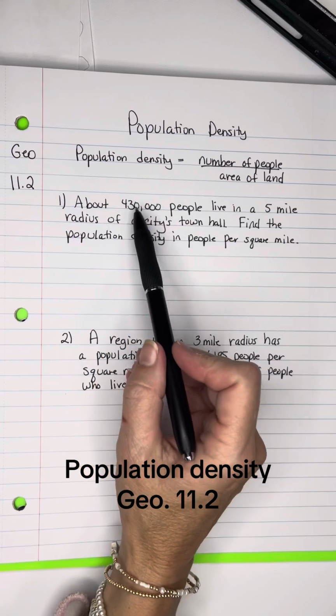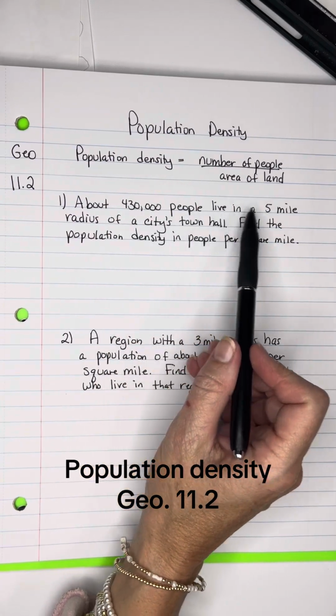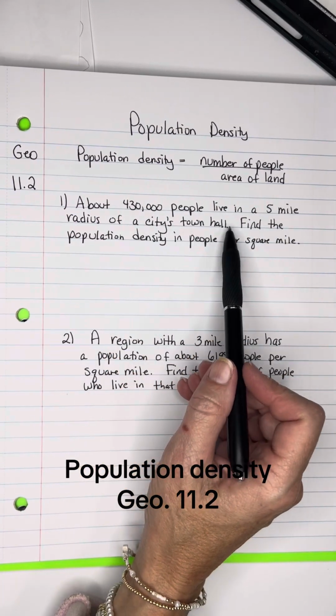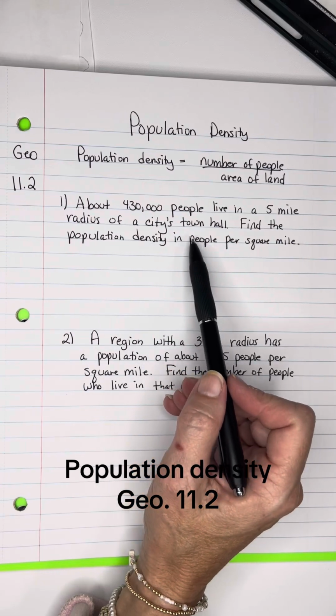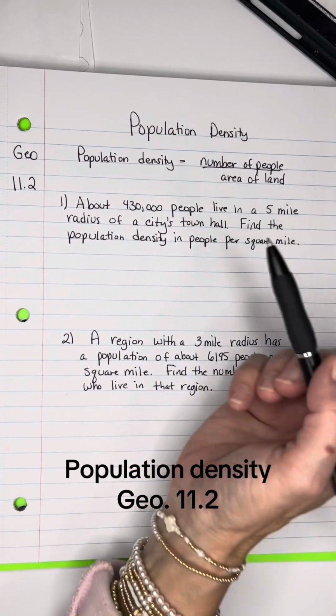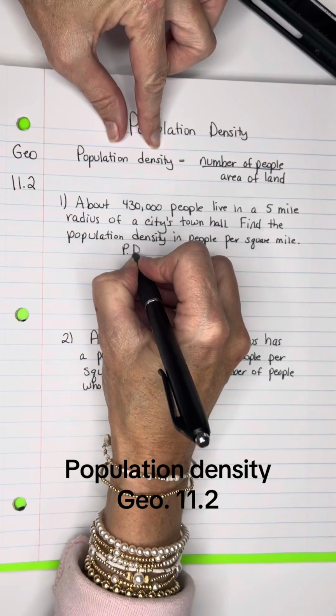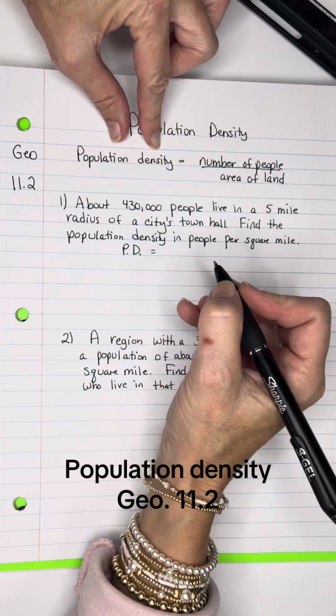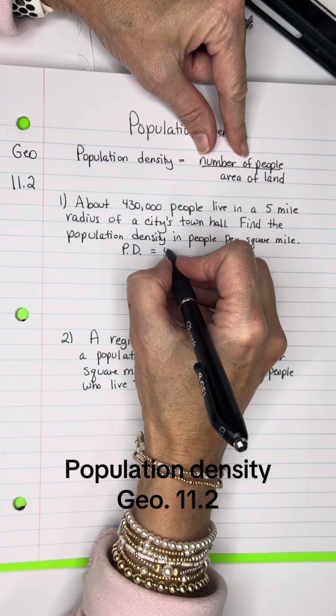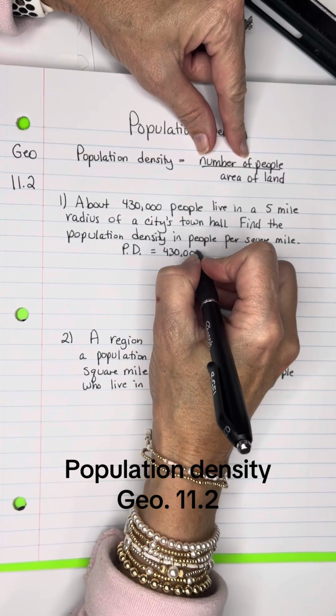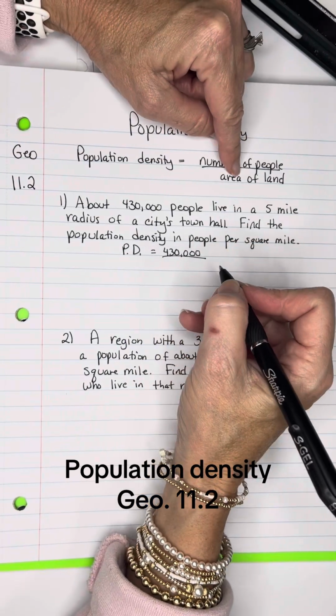All right, we've got 430,000 people living in a 5-mile radius of a city's town hall. Find the population density in people per square mile. Okay, so we're using this formula here. Let's let population density be PD, which equals the number of people, 430,000, divided by the area of the land.